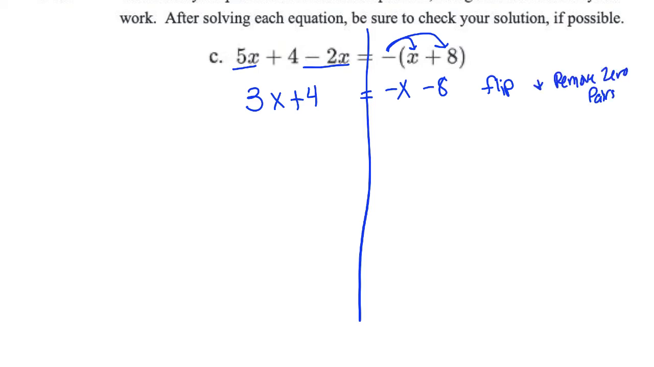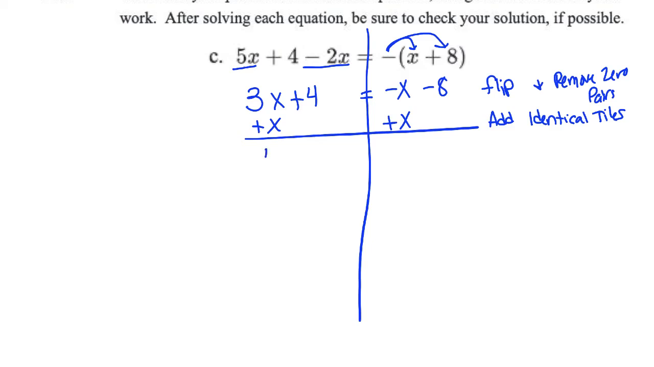Next thing that I personally like to do to get my x's on the same side, I think what I'm going to do is add an identical tile to both sides. When I do that, I've got 3 x's on the left with another x, so now 4x. I still have my plus 4. Here I now have a 0 pair because I have my negative x and my positive x. That makes a 0 pair, and I've got just negative 8 left.